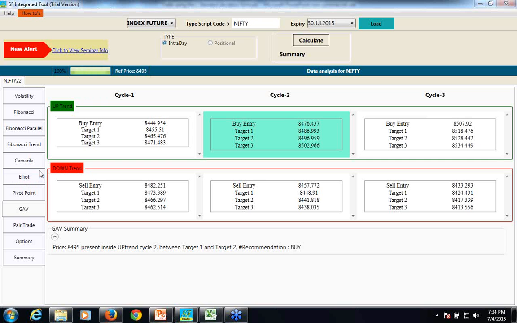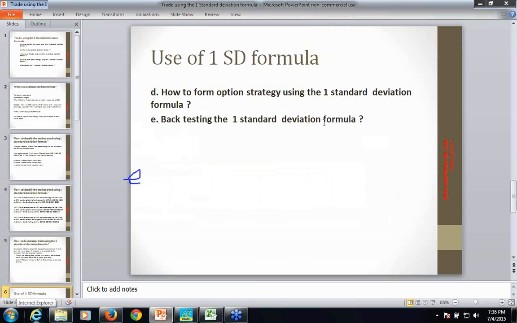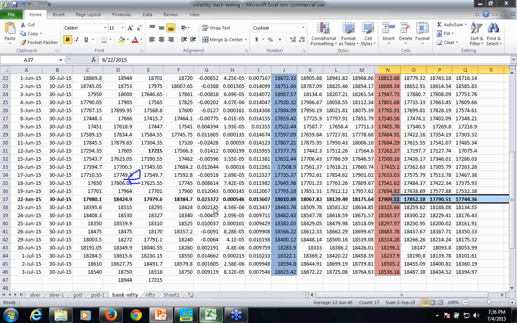So IV, Mr. Muthuraman sir, is nothing but implied volatility. Option strategies based on this particular method: how can option strategies be formed based on this method? Imagine the last example, you just see.